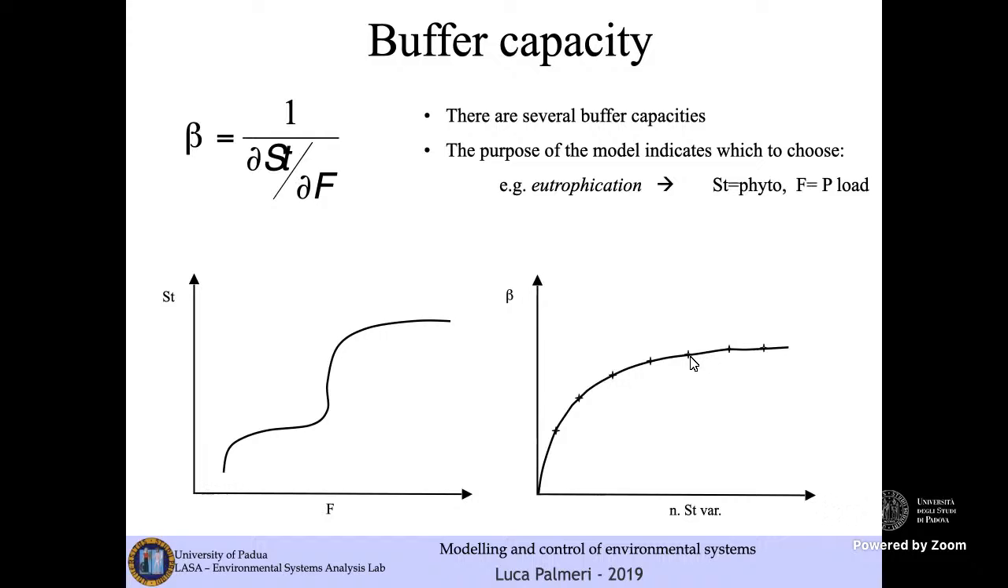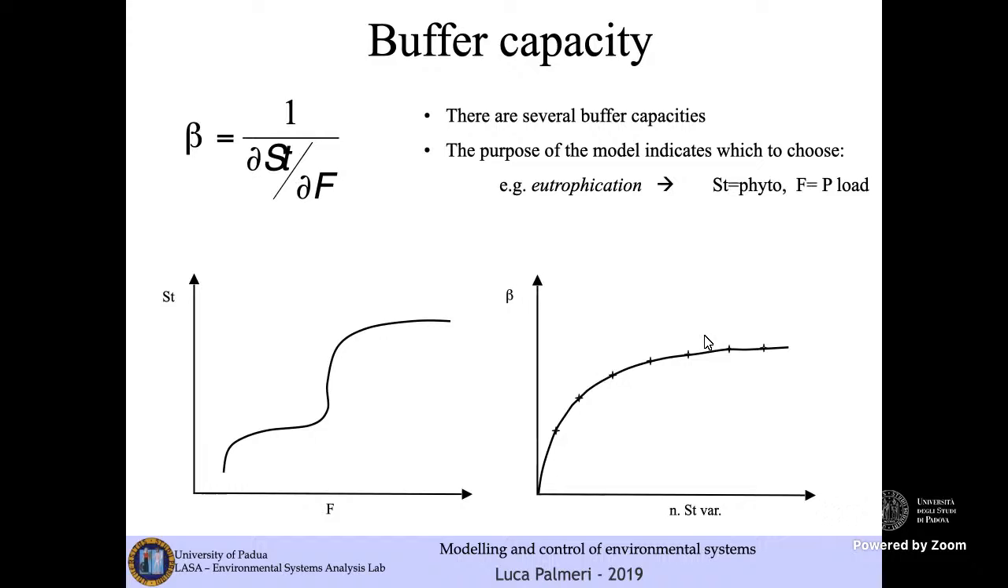So instead of employing, for example, 1, 2, 3, 4, 5 state variables, which is reasonable, adding 6, 7, these two more, increases the complexity of your model but is not significant in terms of the variation of the behavior of the model. So the buffer capacity is a way of measuring the responsiveness of your model to the variation of various aspects, for example, parameters, forcing function, adding number of state variables, and so on.